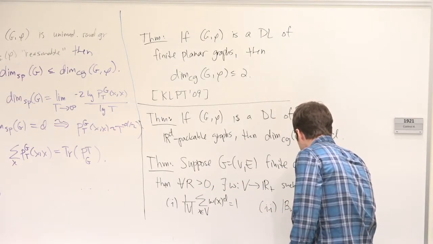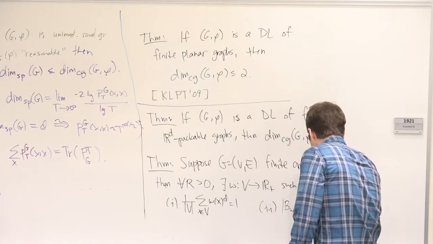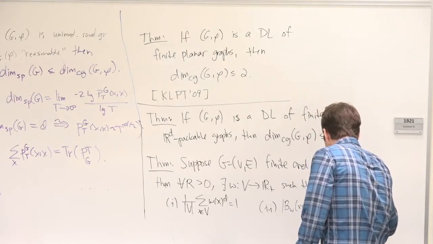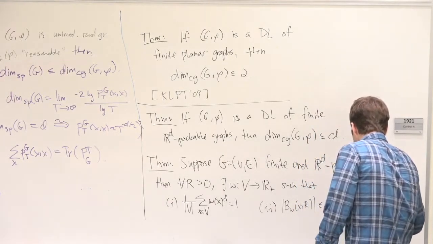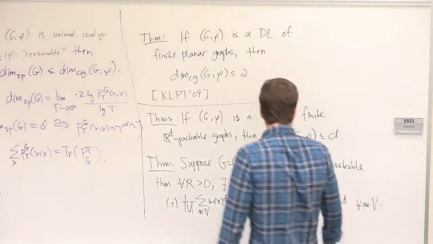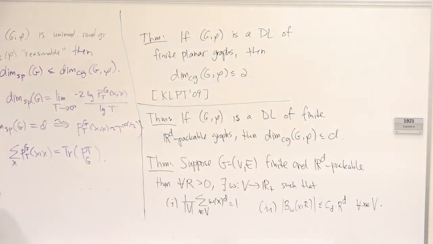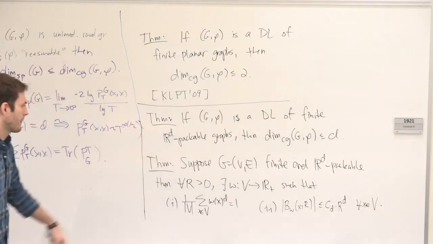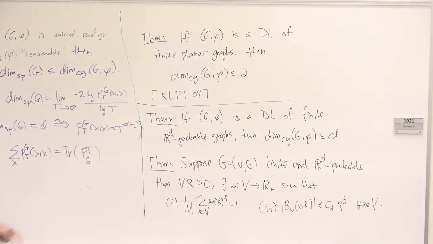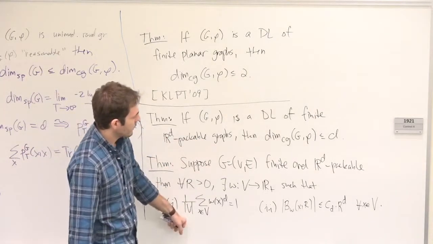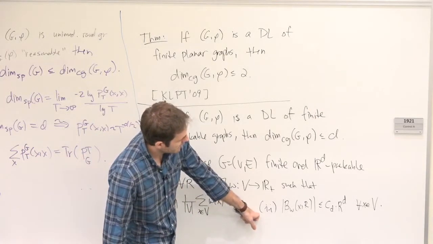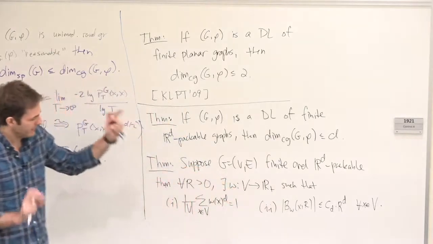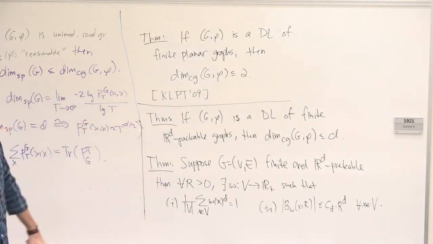So some constant depending on D times R to the D for every vertex. Okay, and that this CD is a constant depending only on D. So this is the finitary statement that implies this one. For every fixed radius, I can find the weight that's normalized, and so that I get bounded growth at that one. It's not even growth, but just a bound on the size of that one radius.